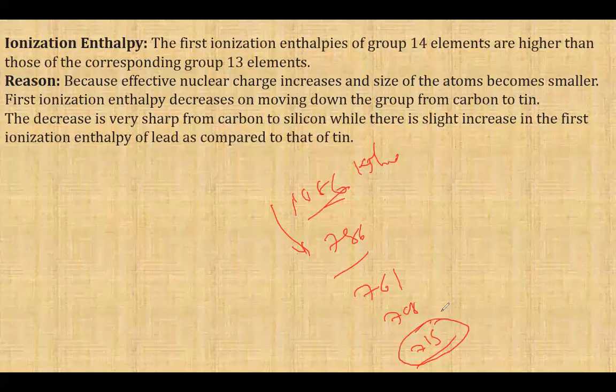Here electrons enter the f orbital again, so atomic size decreases, and the amount of energy needed is more. That is the last one, in the case of lead.